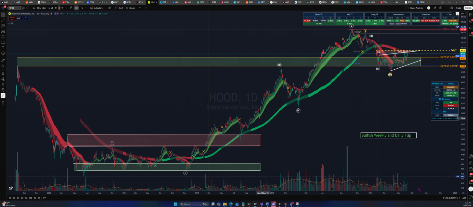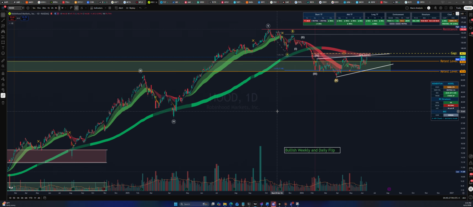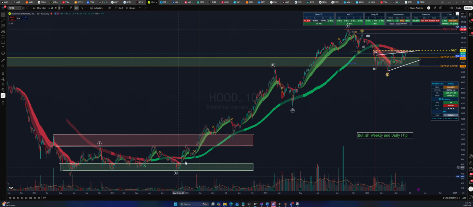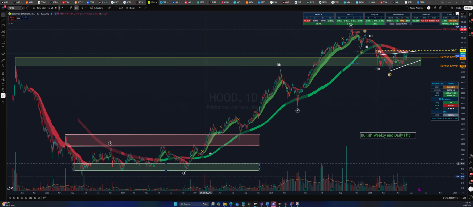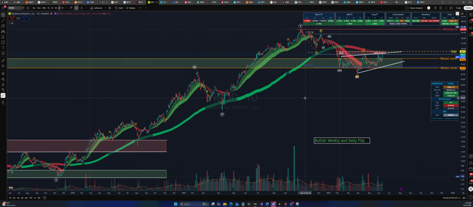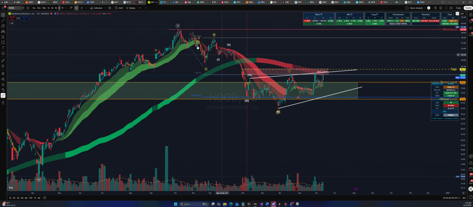So you're buying the pullback instead of shorting the wave 3 pullback. And wave 3 is the move you actually want to catch, because that's usually the longest move. Let's see, 1, 2, 3, 4, 5. Okay. So now on Hood, you had it finished the 5 wave.